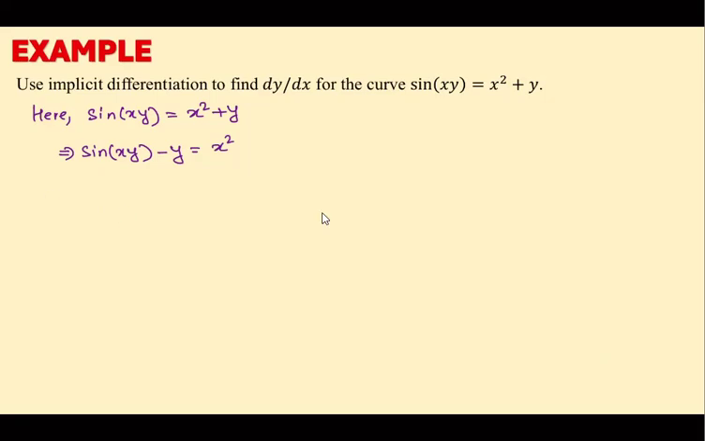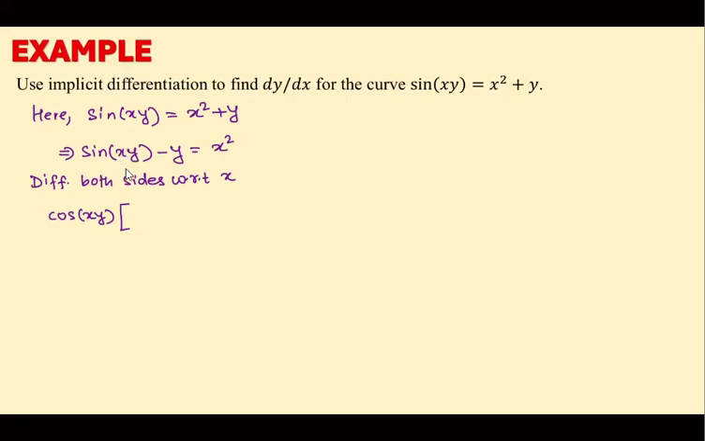Now we can do the differentiation, differentiating both sides with respect to x. This function on the left, sine xy, is a composite function. Your outside function is the sine function, the inside function is the product of x and y. Because it is a composite function, we use the chain rule. First we find the derivative of the outside function, keeping the inside the same. The derivative of sine is cosine, keeping the inside the same, so cosine xy. Then multiply by the derivative of the inside function. The derivative of this product requires the product rule.